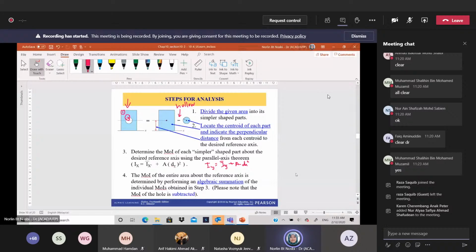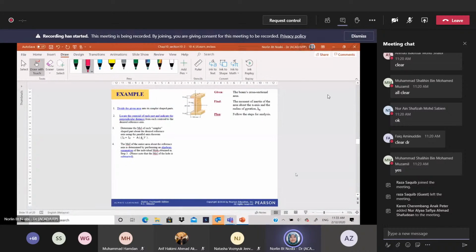Okay, let us see the example. For example, this beam is a composite shape. Okay, there's more than one structure. This length is different from the top one. The top one is 50 mm and then 200 mm. The middle here is 350. So the bottom is the same as the top one.